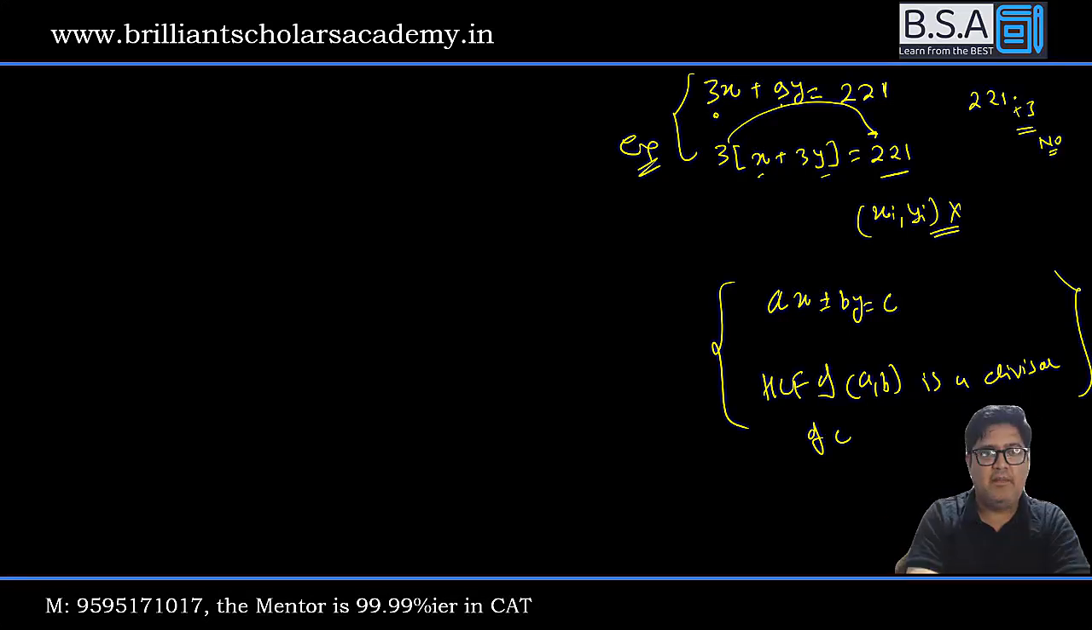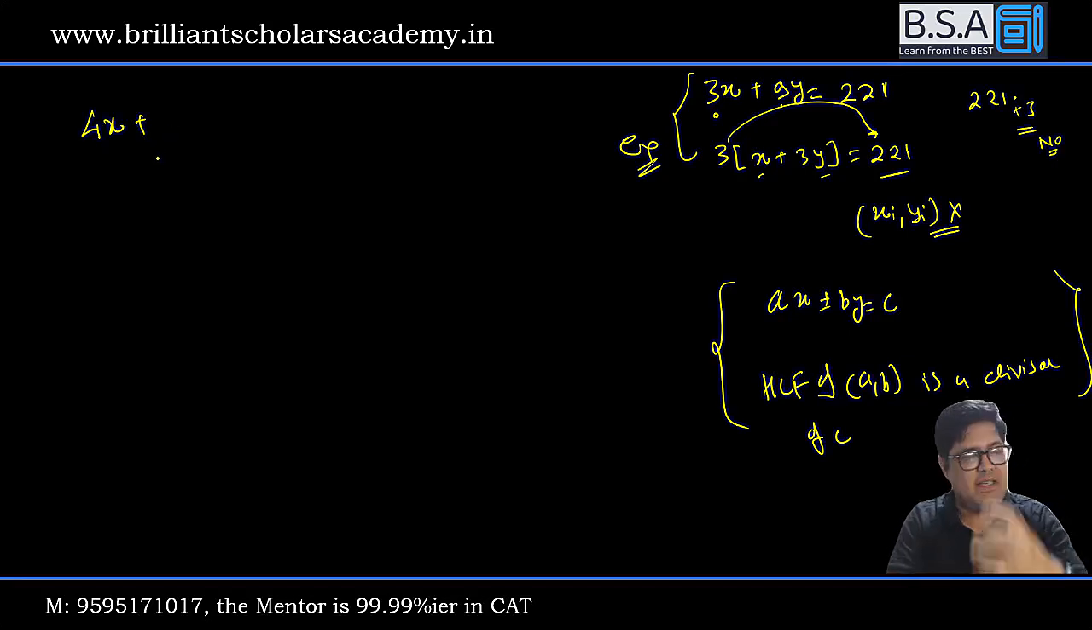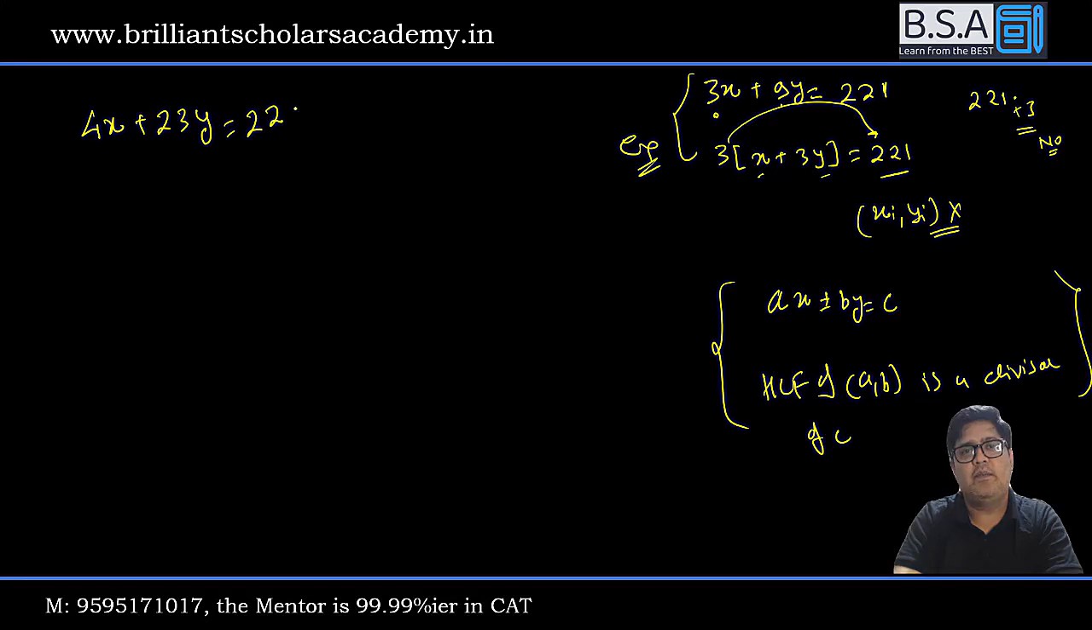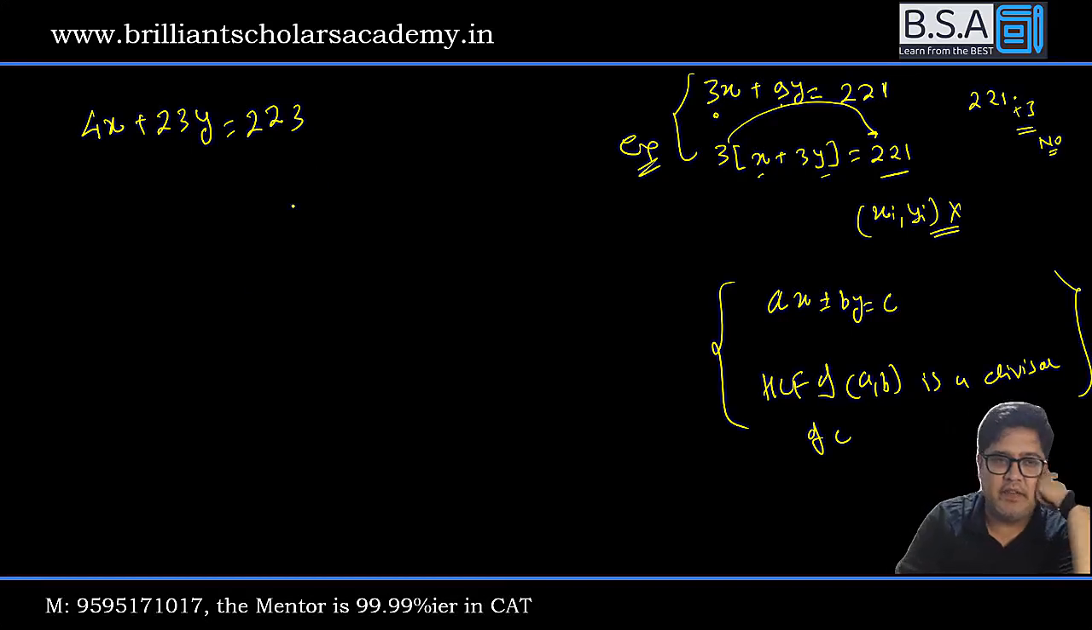If I give you an equation like 4x plus, let us take a large number, let us say 23y. Let us take a further very large number, let us say 223. Something like this is given to you. Yeh to easy dikh raha hai. Let me change it further. Let us make it 9.